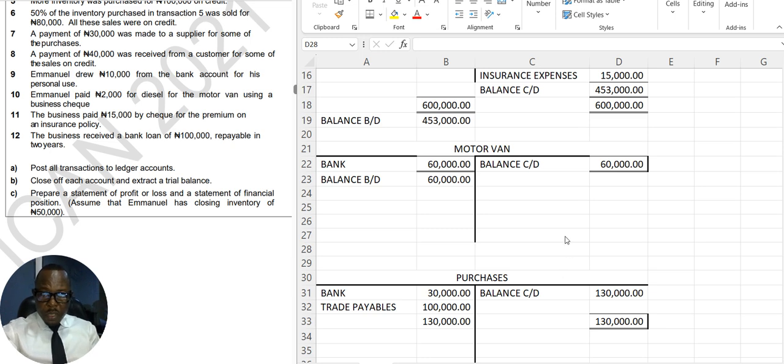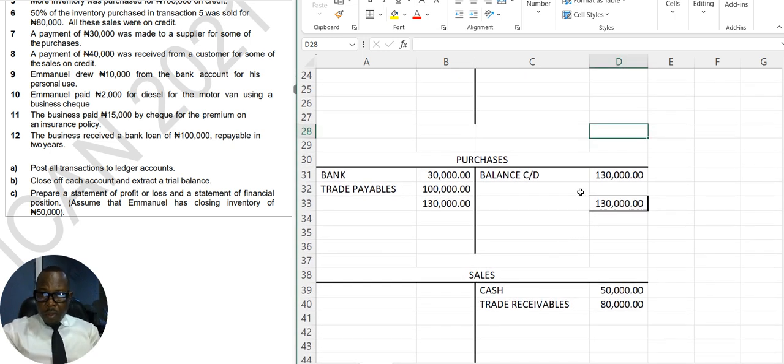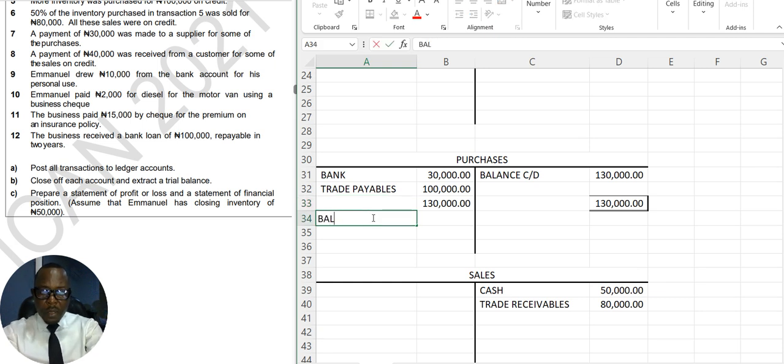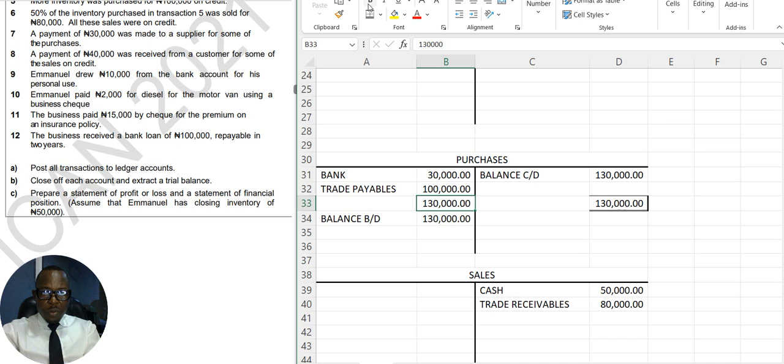All right, so your purchases has a balance CD here, so you put your balance BD down here. Balance BD of how much? 130,123. All right, so you have to put your double underline here to signify balance in both sides.